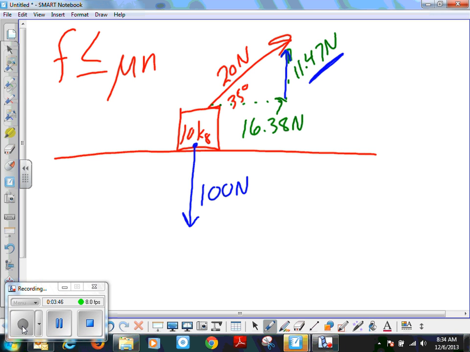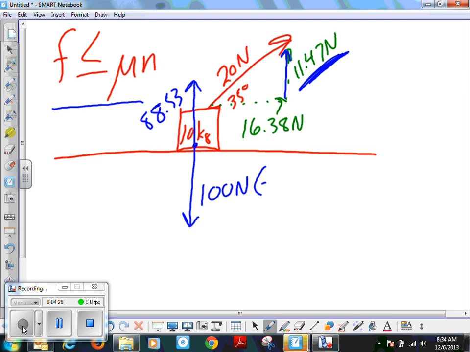Exactly. It makes the normal smaller, because the two definitions of the normal are they're perpendicular to the surface that the object's resting on, and it's the force the surface applies to keep it from falling through the surface. So in this case, then the force normal is going to be, what, 88, thank you very much. Well, it's 100, and then minus this y help right here. So it's 88.53. Now, do we need to know that for this question? No, we don't, but we will later when it gets a little more fun.